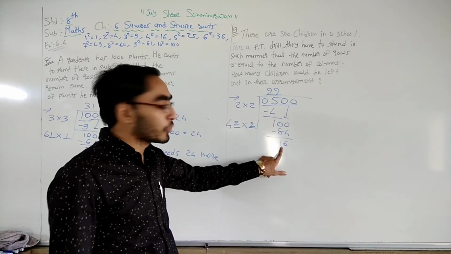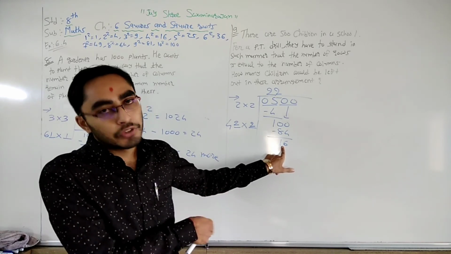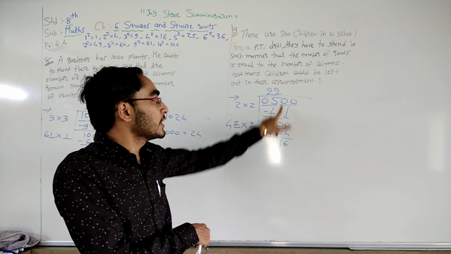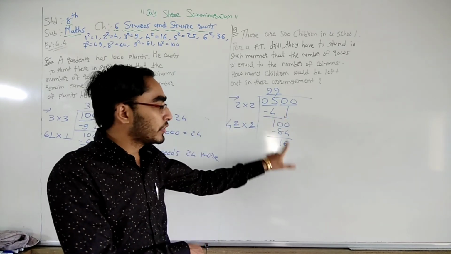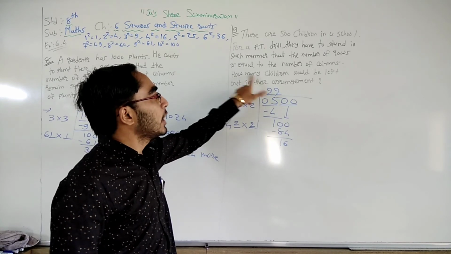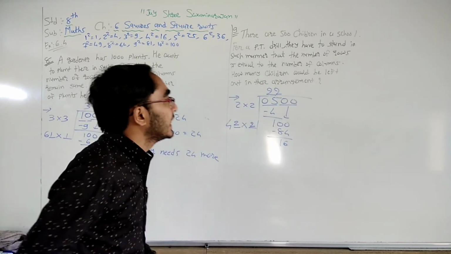So how many do we need to subtract here? 16, because we want the remainder 0. If we want the remainder 0, then we need to subtract this 16 from the number. So what is the equation? How many children will be left? So these 16 students will be left.